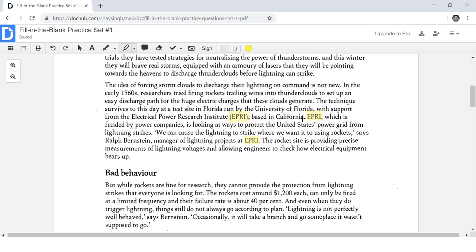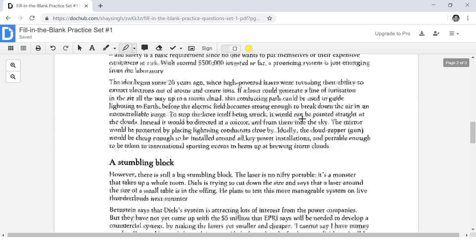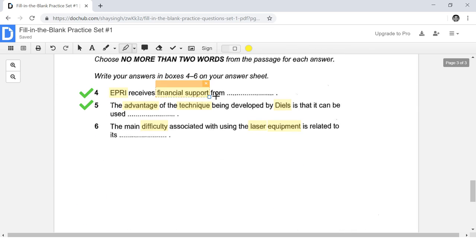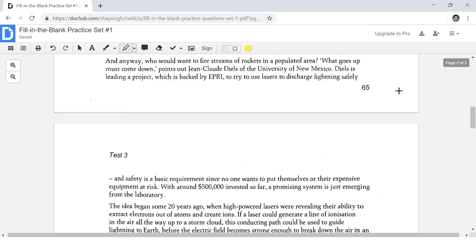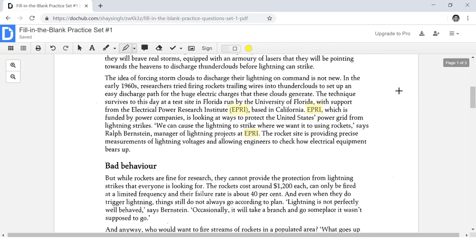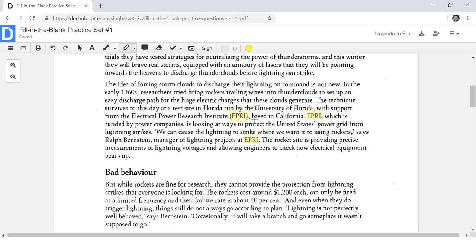Okay, so right now I have not heard anything about financial support. That's the other keyword that I need. I have to find something related to financial support in order to find the correct answer. So since I did not find it in this sentence, I'm going to keep reading because this keyword also appears in the next sentence. So I'm going to read on.